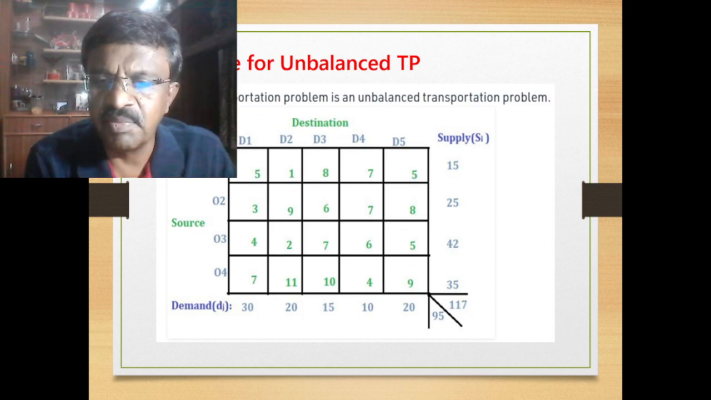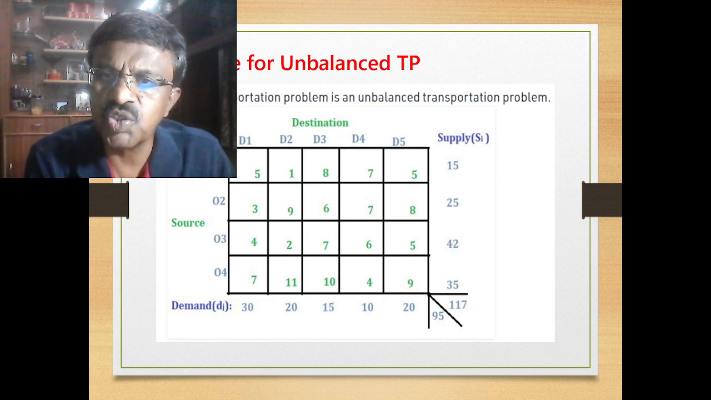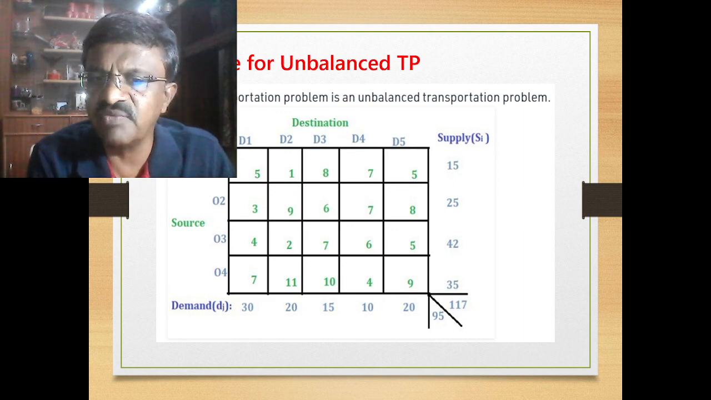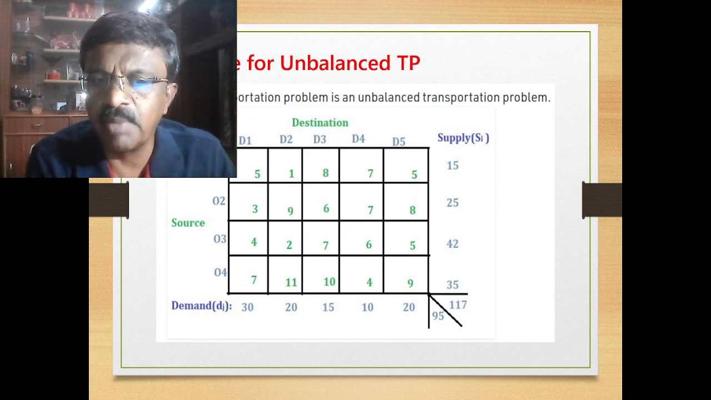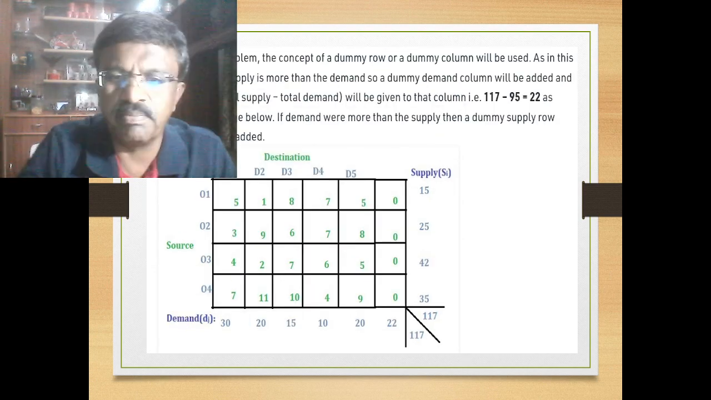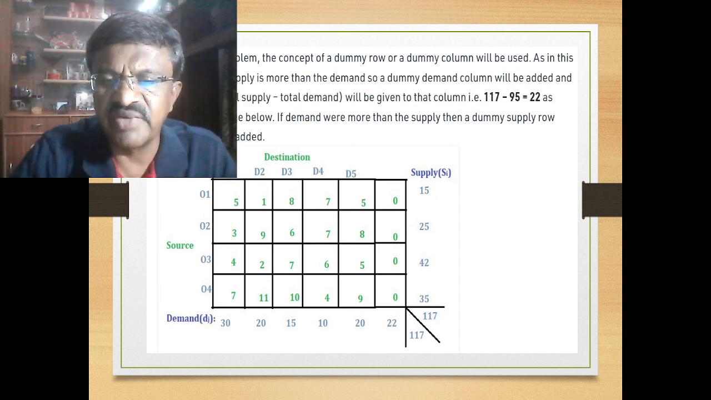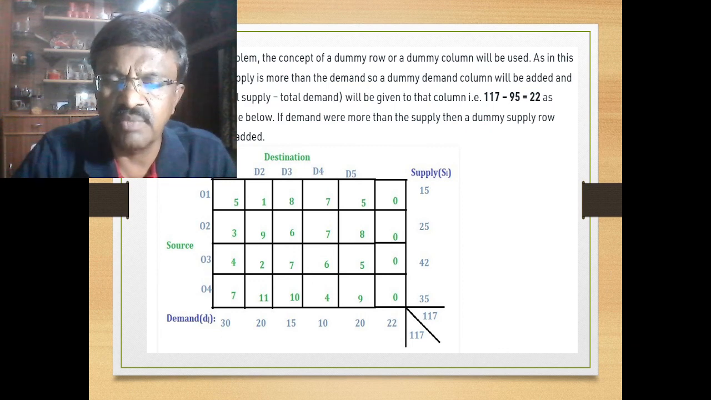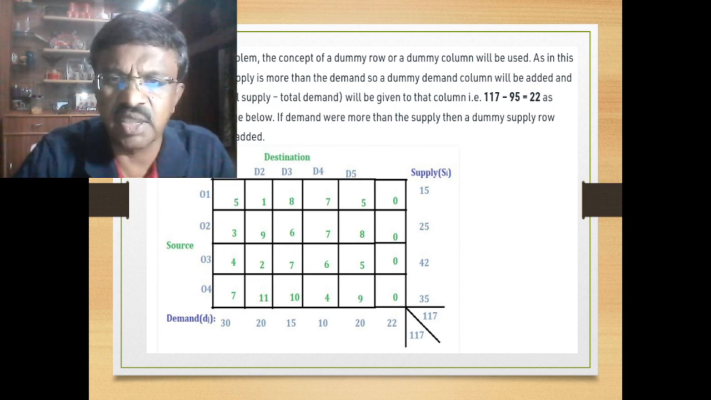Initially, the given problem is an unbalanced one with 4 rows and 5 columns. To make it balanced, introduce a dummy column D6 with 22 as demand to make the problem into a 4 rows, 6 columns matrix. And now it is 117, 117, both rows and columns are equal. Then we can, as usual, proceed with Vogel's method or any other method also.